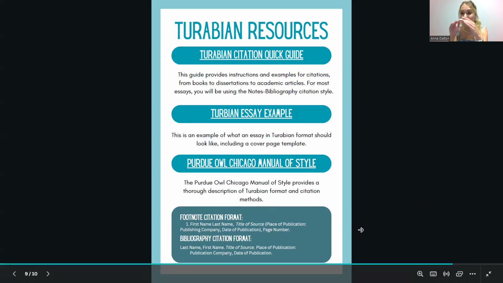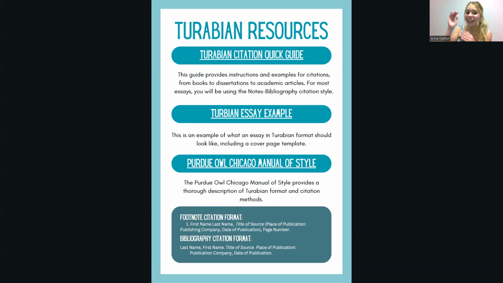So this is going to appear at the bottom of the page that you quoted it. It's going to be your first name, last name, the title of the source, the place of publication, publishing company, date of publication, and page number. And again, depending on what type of source it is, the citation is going to look a little bit different. For example, if this was a journal article, there would be a couple of other pieces of information that you need to include. And you can find those examples in the Turabian Citation Quick Guide. So that's the first citation that you need to have when you're quoting a source.